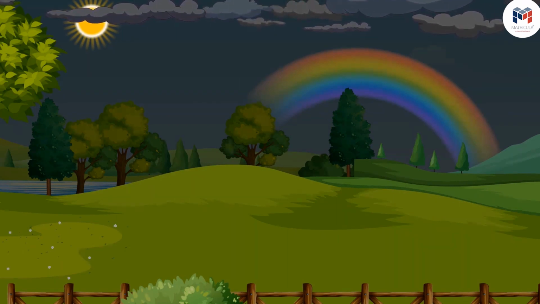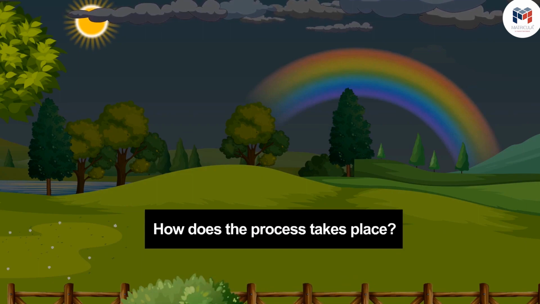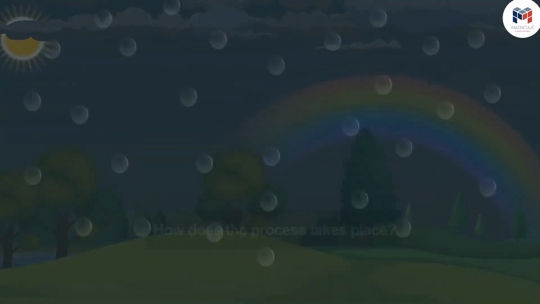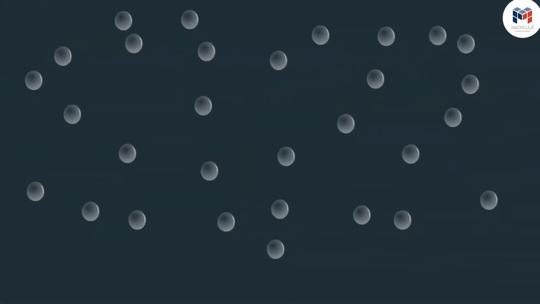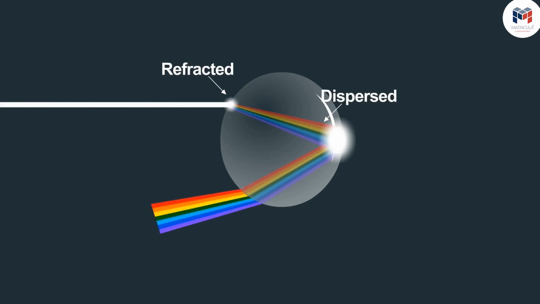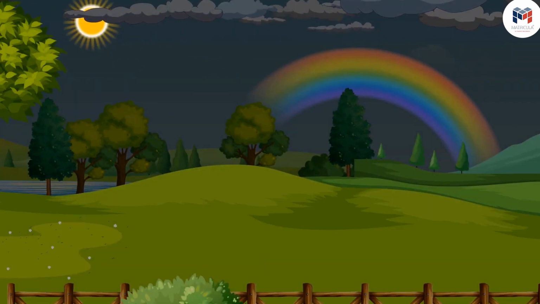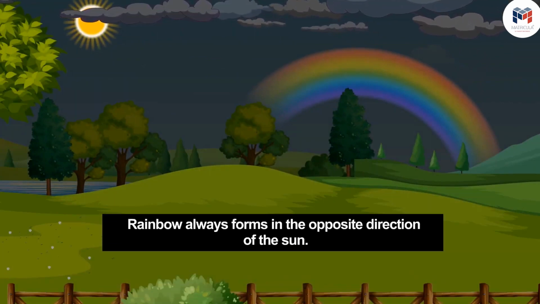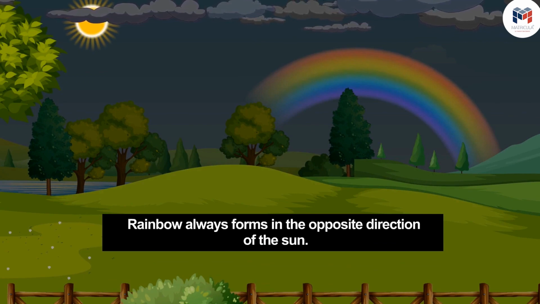Yes, but we do not see any prism. Then how does the process take place? After the rain, small drops of water are present in the atmosphere. Through these drops, the light gets refracted, gets dispersed into 7 colors and then reflects internally and falls on our eyes, which is why we see the rainbow. It is to be kept in mind that the rainbow always forms in the opposite direction of the sun.